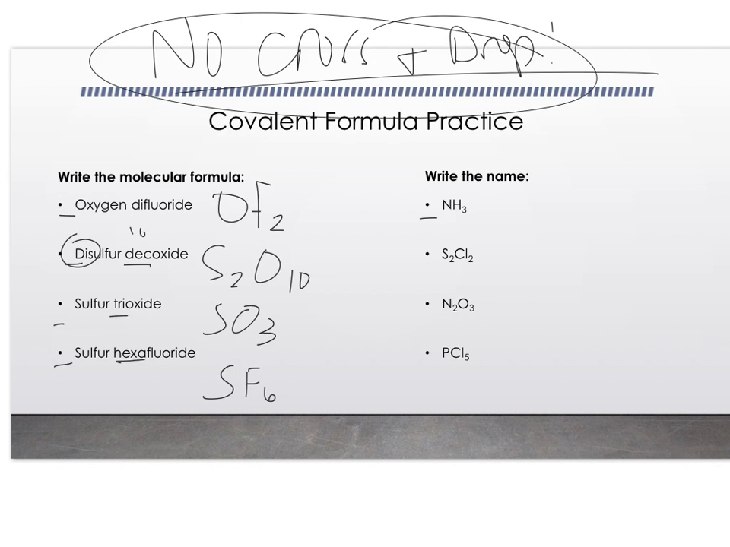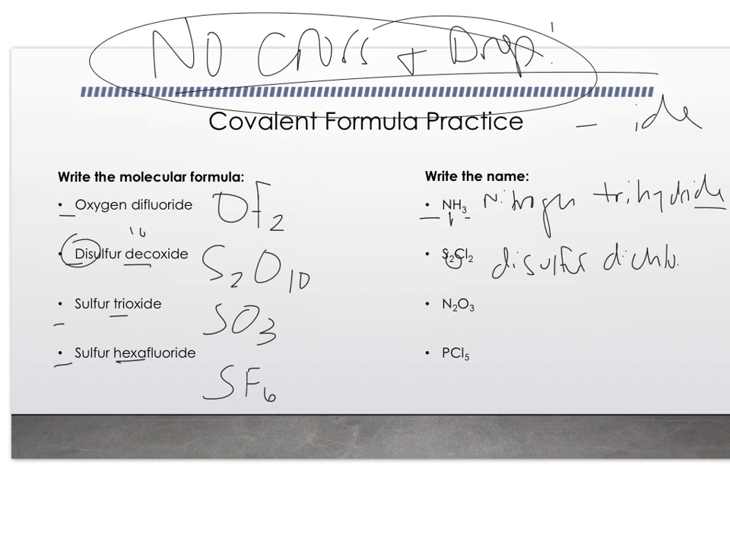So going back, writing the name, if there's an understood 1 for the nitrogen, we don't use the mono. So it's just nitrogen. The 3 represents 3, trihydride. Everything's going to end in IDE. The 2, the disulfur. Okay, there's no IDE for the first element. The 2, dichloride. So the only ending that you change is at the second element. The 2, dinitrogen, was this trioxide for the 3.